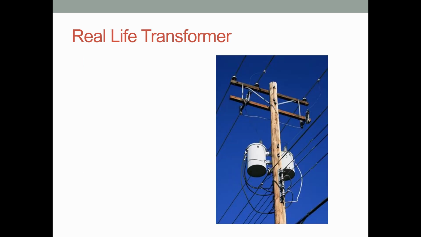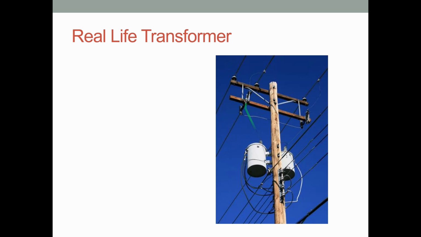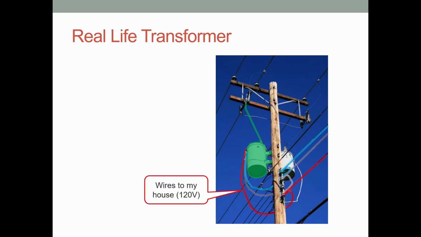This large gray can mounted on the left side of the power pole is a step-down transformer. It is the one feeding my house. The lines on the top of the pole are distribution lines for the neighborhood, and they carry about 5,000 volts each. The green outlines the input wire and my house's step-down transformer. These wires coming out of the transformer leading to my house are outlined in blue, gray, and red highlights.